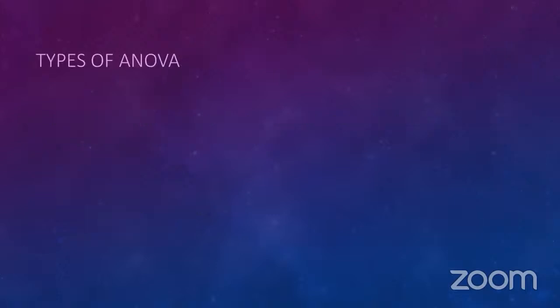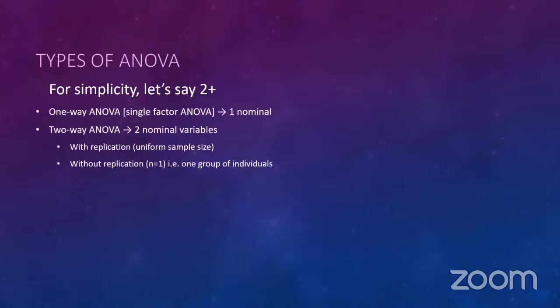So how many ANOVA types do we have? For simplicity, let's say 2 or 2+. We have something that's called one-way ANOVA, or a single factor ANOVA, when we have one nominal variable, which is the diet type. So this is one factor or one type. And we have two-way ANOVA when we have two nominal or two categorical variables. So not just the diet, maybe the diet and the calories. So we want to compare 2 things at a time.